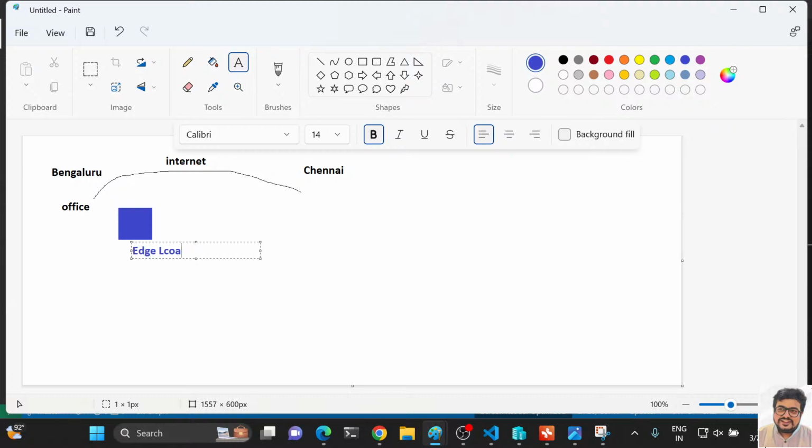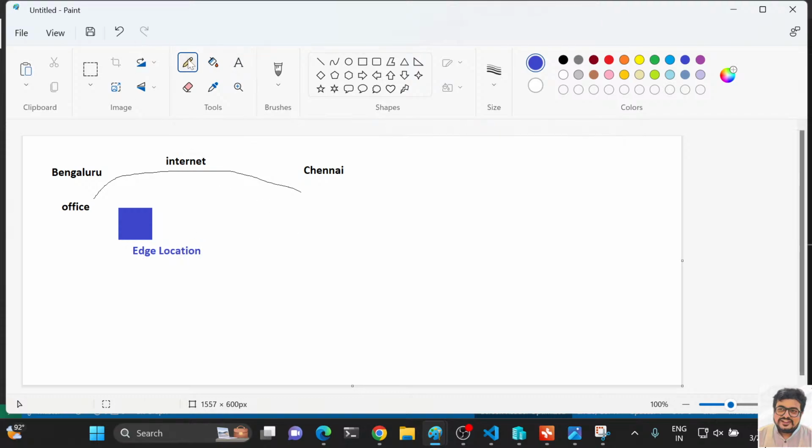Edge location. Remember the backbone network? The backbone network also connects edge locations. Now what Azure tries to tell us is, from your office, go and have a connection with Vodafone, Airtel, Jio, or whoever the telecom provider is, and ask them to give a leased connection between your office and the edge location. Again, not internet. This is called a leased connection.